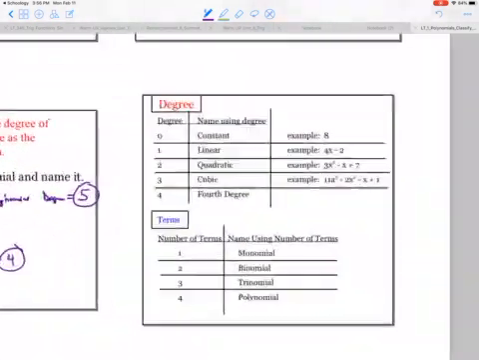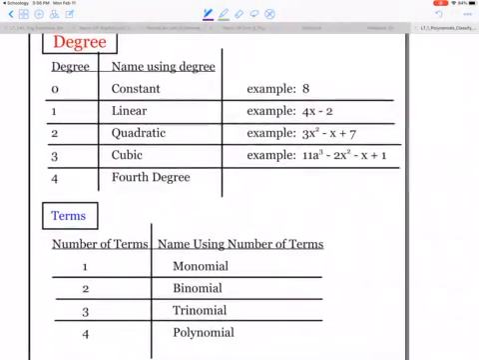So the terms that I've been using, you can find here. If the degree of our polynomial is 0, then we're dealing with a constant. An example of that is 8. If we have a degree that is 1, then we're dealing with a linear equation. Here's an example, 4x minus 2. If we have an equation that has a degree of 2, then we have a quadratic equation, like this one, 3x squared minus x plus 7. If we have a degree that is 3, then we have what's called a cubic. And then a 4th degree, 5th degree, and so on and so forth.